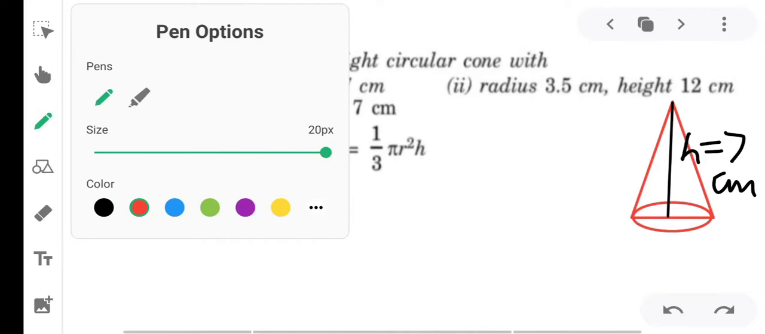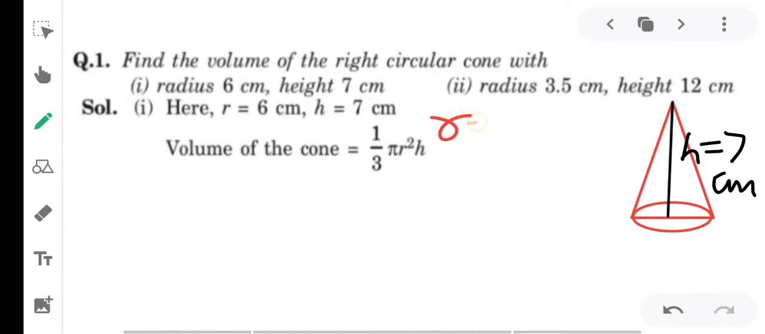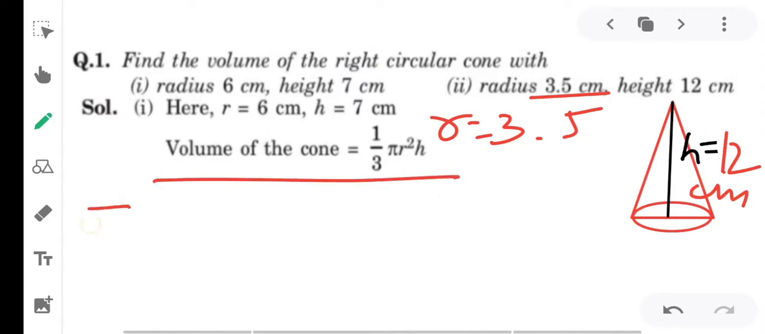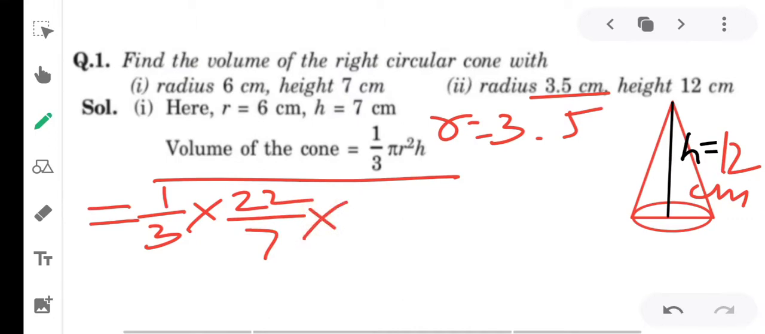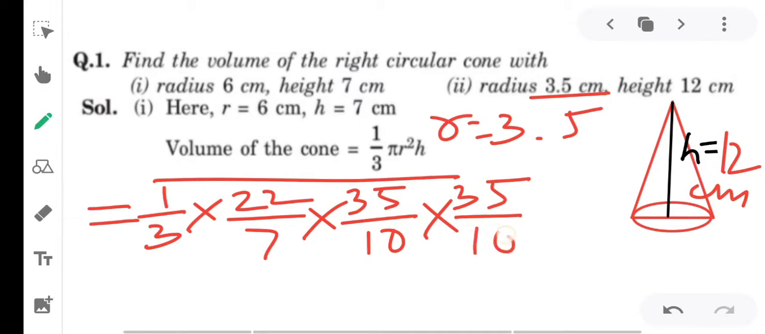So here we can write the radius as equal to 3.5 centimeter, जो कि यहाँ पर दिया हुआ है, and height को हम यहाँ पर change करेंगे. We can change the height, that is 12 centimeter. It is given in centimeter. So simply we can have the formula over here, and below that we can write the value, that is 1/3, the value of pi, that is 22/7, and the radius is 3.5. So 3.5 we can write 35/10, and another one, that is also 35/10, because it is a square, so we write it 2 times, and here the height is 12.